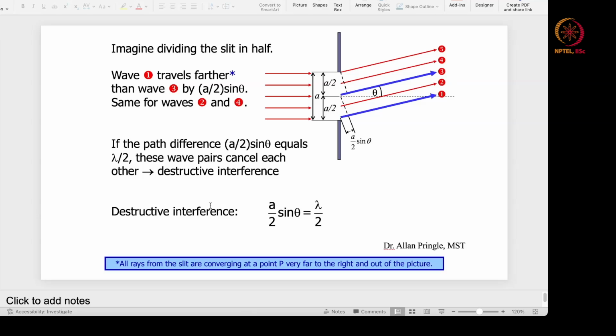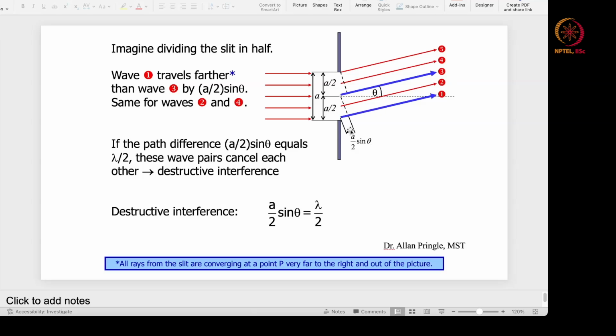Okay, so let us imagine that you have divided the slit into half, which had total width A, so the half width is A by 2 and A by 2. Now let us take a look at the wave which is marked in blue, marked as 1. This wave travels further than the wave 3, because if you drop a perpendicular from here, this particular small distance is nothing but A by 2 sine theta, theta being the angle.